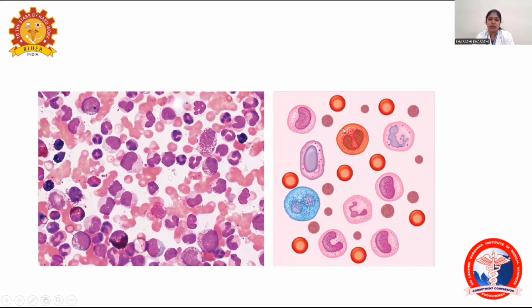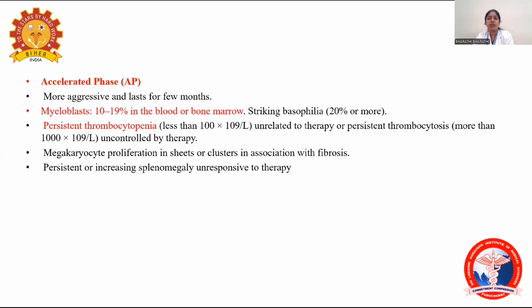This is a pictorial representation of the same. You can see basophilia, eosinophilia, and all the mature and maturing forms of neutrophils in the peripheral smear. All the mature and maturing forms, that is myeloblast, promyelocyte, metamyelocyte, band forms, and mature neutrophils, can be seen in the peripheral smear of a patient with chronic myeloid leukemia.